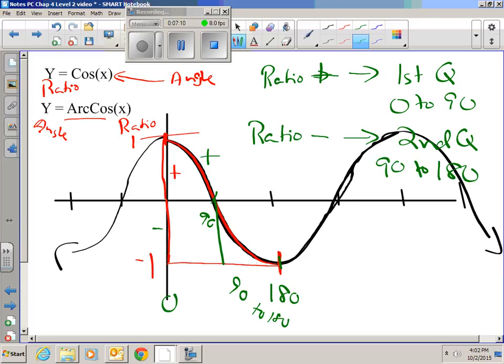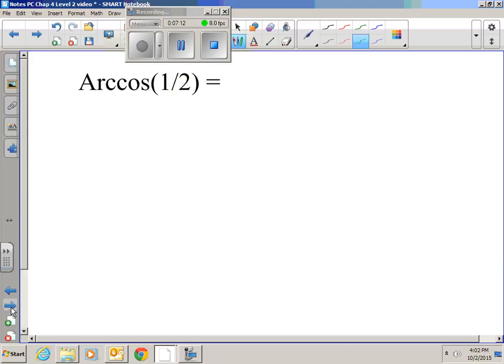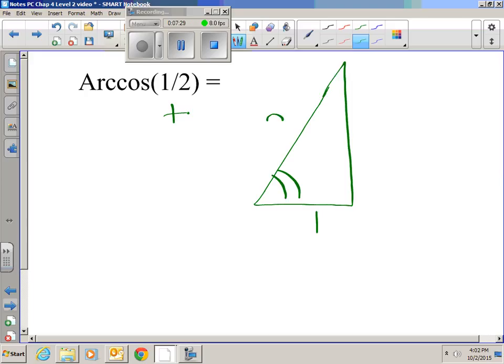Okay? Let's try one. So here we have an arc cosine of 1/2. We recognize that this input is positive. I know I'm going to have a first quadrant angle. What is the angle in the first quadrant that has a ratio of a cosine of 1/2? I know that it is 30, 60, 90, so my angle is 60.